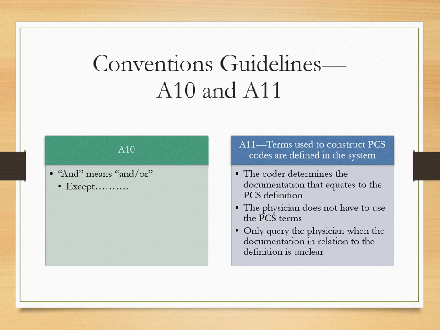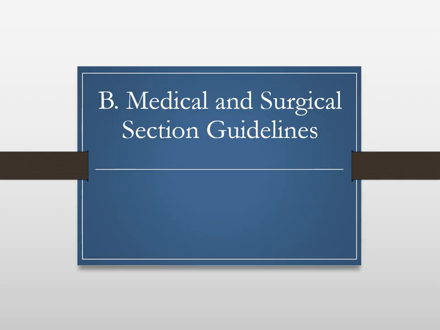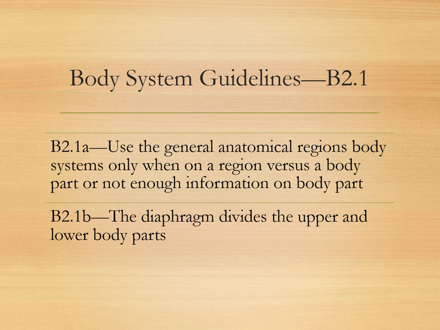All right, guys, that was all of our general coding guidelines, conventions. Now we're going to go into our medical and surgical guidelines. As you know, the medical and surgical section is the largest portion of ICD-10-PCS. All right, so let's begin. First up, we're going to start with our body system guidelines.